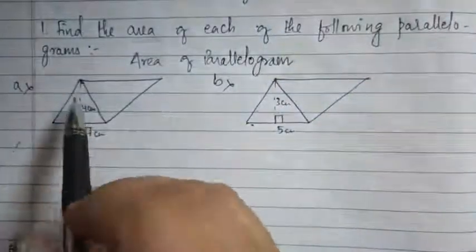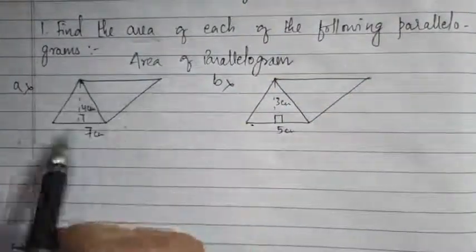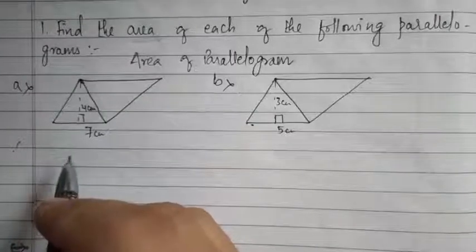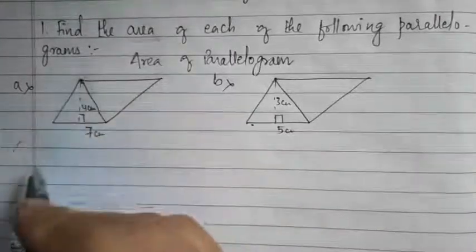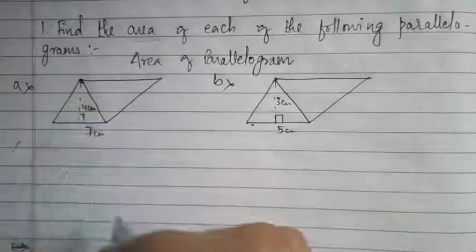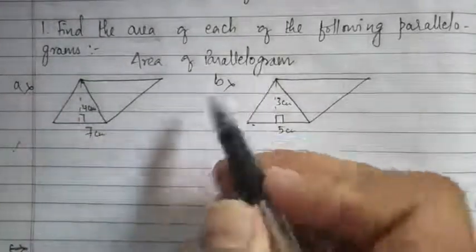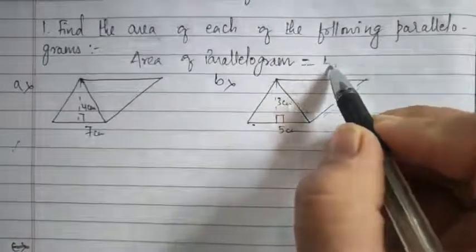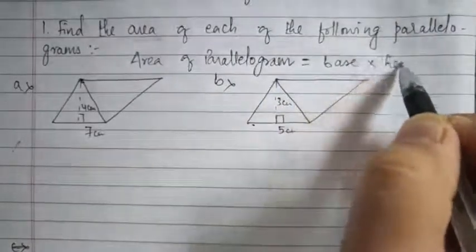Why parallelogram? Because they are parallel. Just see, these sides are parallel to each other. That's why they are known as parallelogram. These two lines will never coincide with each other. Okay, so they are considered as a parallelogram. So area of a parallelogram formula is base into height.